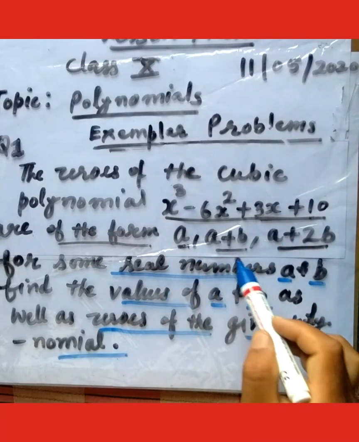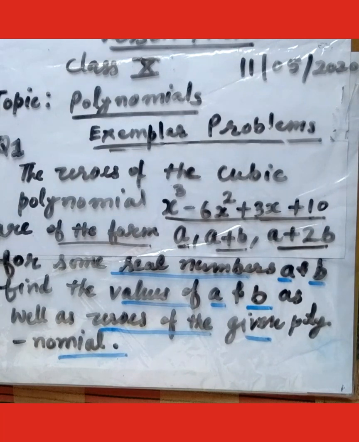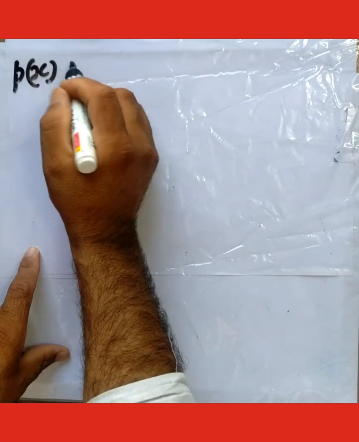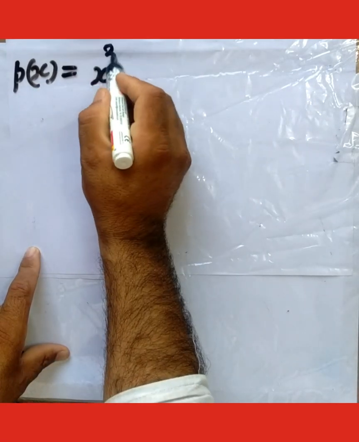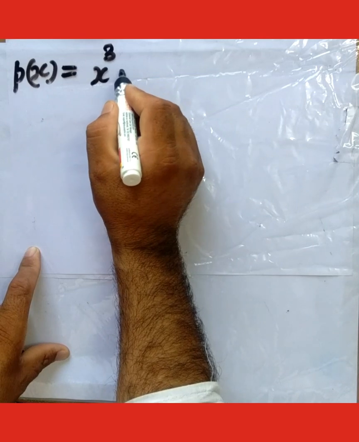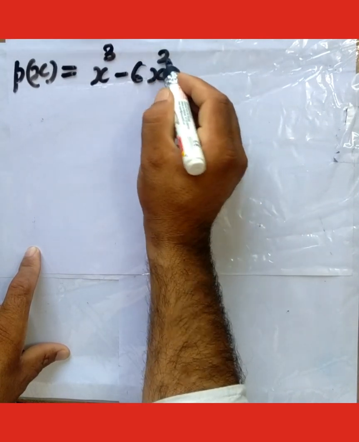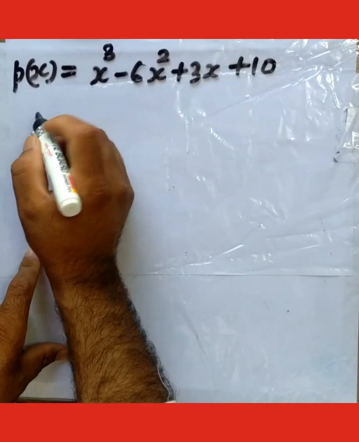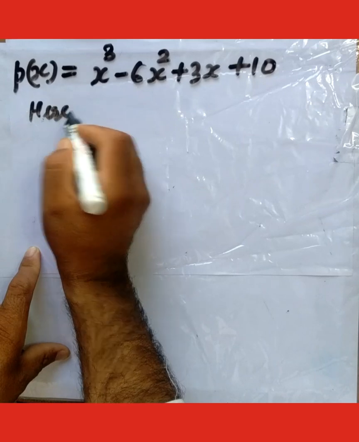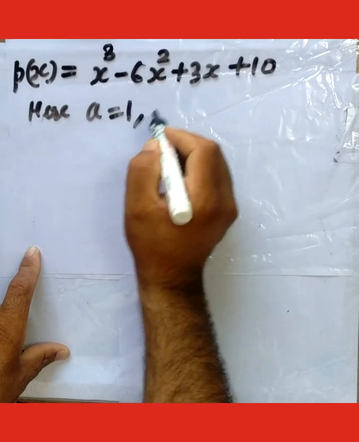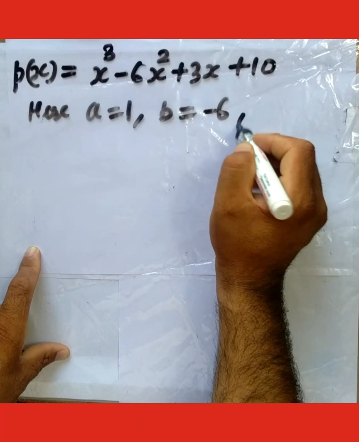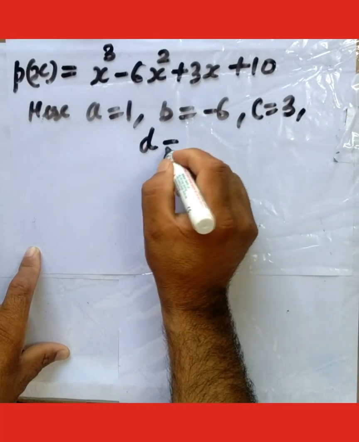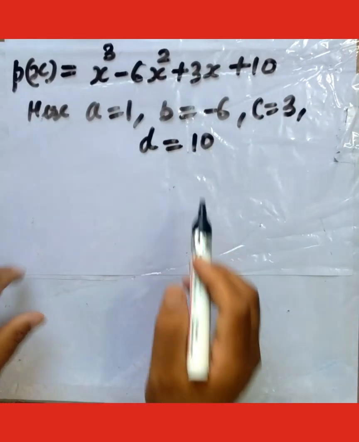Here it's a cubic polynomial and it has 3 zeros, so we can solve this problem by the relationship between the zeros and the coefficients of the cubic polynomial. First we write the cubic polynomial, that is x cube minus 6x square plus 3x plus 10, and here we will find the a, b, c, d by comparing the coefficients and constant with the general form. a is equal to 1, b is equal to minus 6, c is equal to 3, and d comes out to be 10 here.